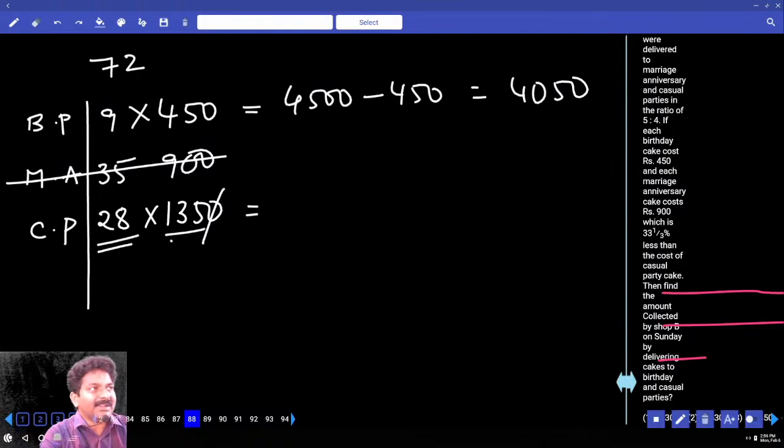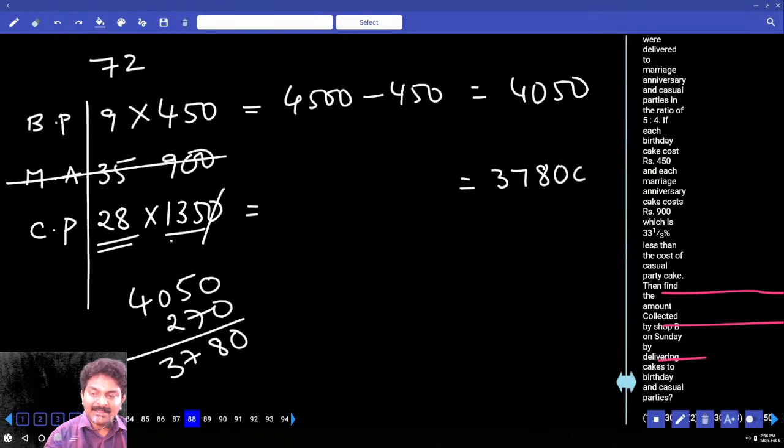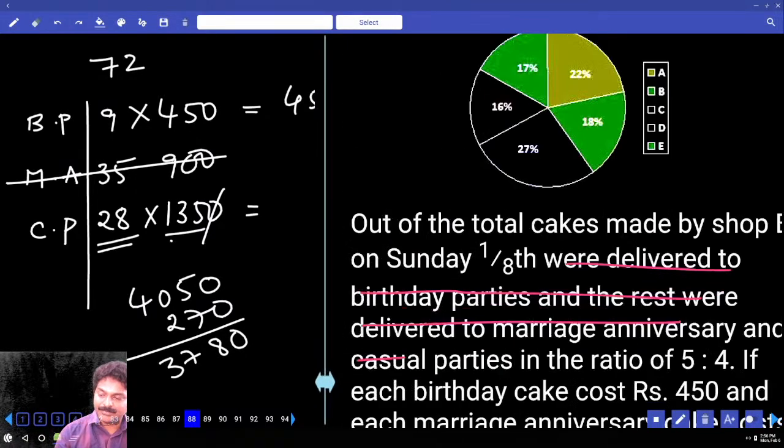Can I take this 28 as 30 times minus 2 times? 30 times of this number, 4050. 2 times, 270. 50 minus 70, 80. 39 minus 2, 37. So this value is equal to 37, 80 and then one more 0.